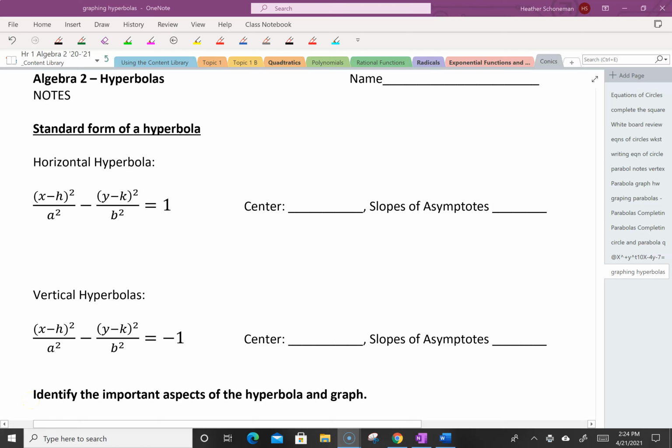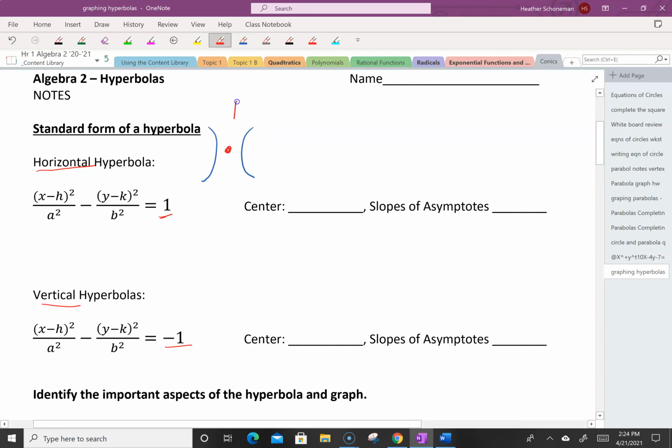All right, this video is to explain how to graph a hyperbola. There are two types of hyperbolas, a horizontal one or a vertical one. We know it's going to be horizontal when the number over here is +1, and vertical when it's -1. A horizontal hyperbola is going to open left and right and look like this.